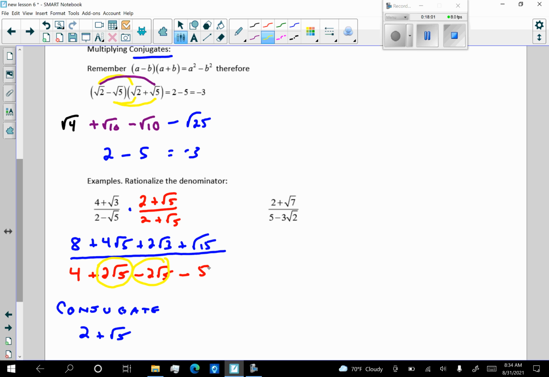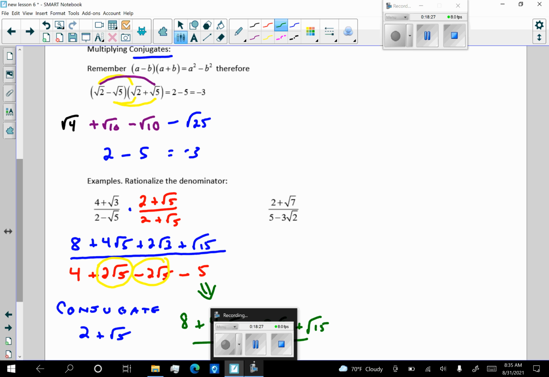So this particular expression becomes 8. Nothing else simplifies down here, and I'm going to talk about these on my next example. 4 square root of 5 plus 2 square root of 3 plus square root of 15, and that's all going to be over -1. Now there are no square roots, or any roots for that matter, in the denominator.